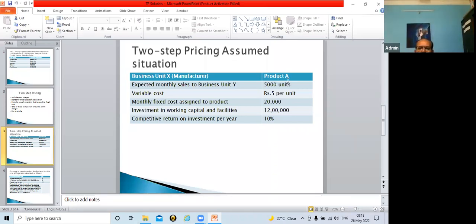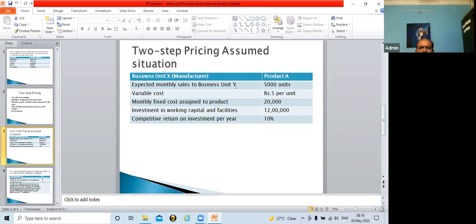Because first we have to understand the case, what is being asked, and then you can calculate the transfer pricing. Now here we have to calculate transfer pricing. What information have we been given? Expected monthly sales to business unit Y. Now this unit X is selling to unit Y.